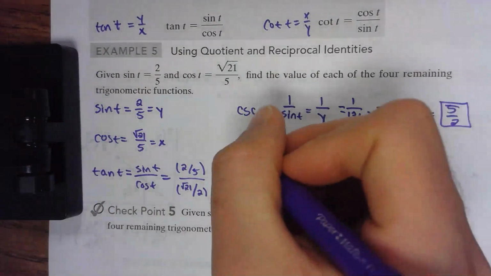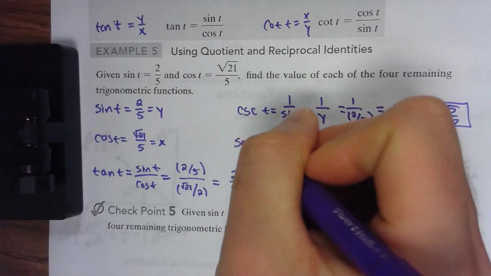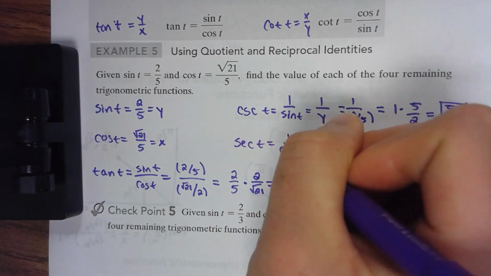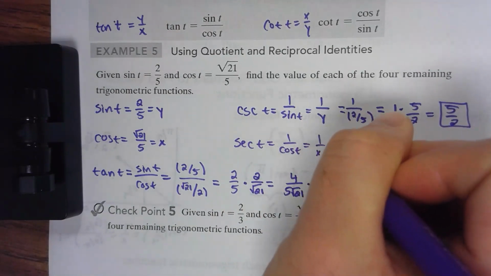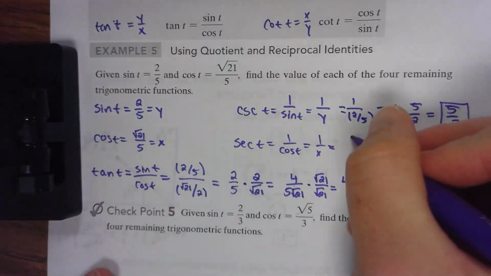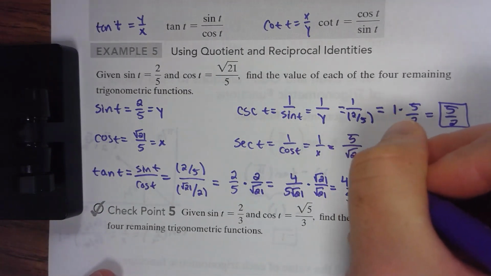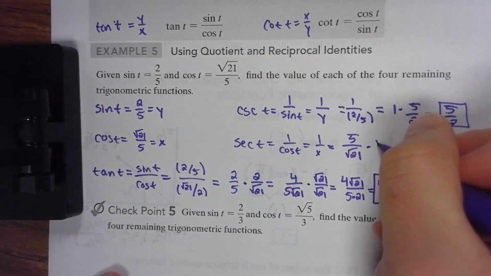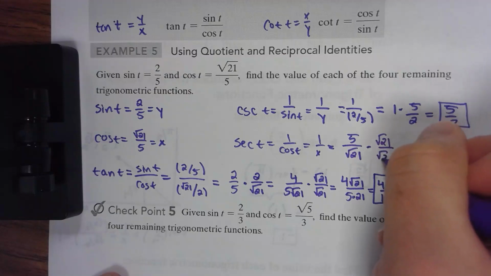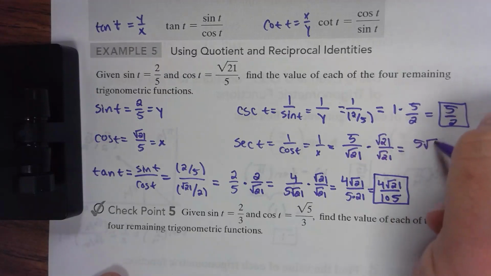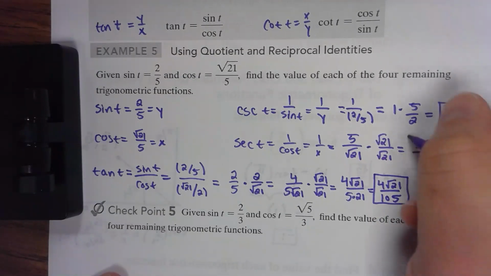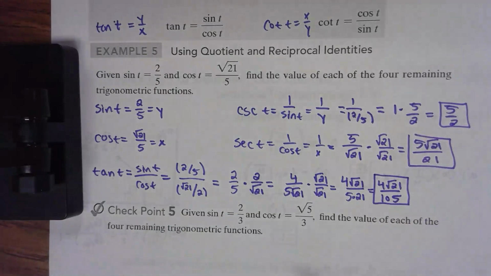So I'm going to use that idea for secant, where I know it's 1 over cosine of t, which is 1 over x. And so if I just flip this, I get 5 over root 21, which then needs to be rationalized. So root 21 times root 21, which is 5 root 21 over 21. And there's our value of secant.